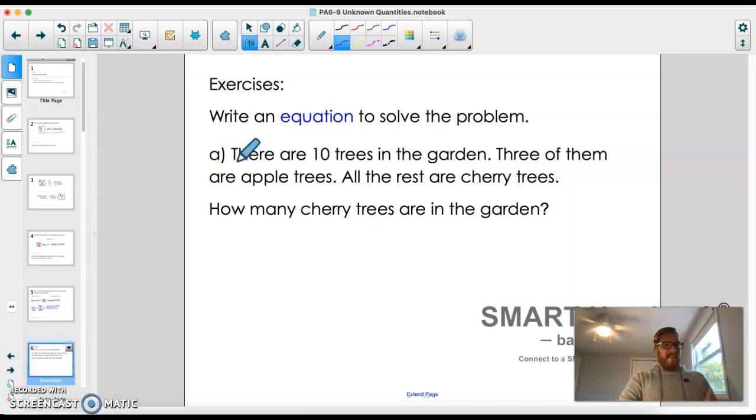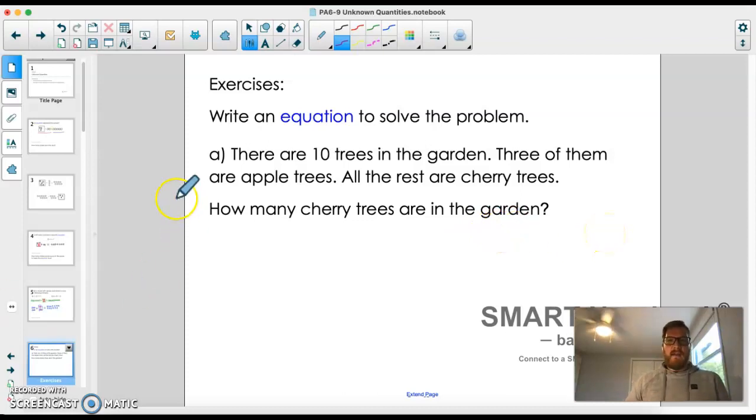The next thing that we can start talking about is writing equations to solve problems. If we see a word problem, we can read it and create an actual equation to solve it. So here's the word problem. It says there are 10 trees in the garden. 3 of them are apple trees, and all the rest are cherry trees. So how many cherry trees are in the garden?